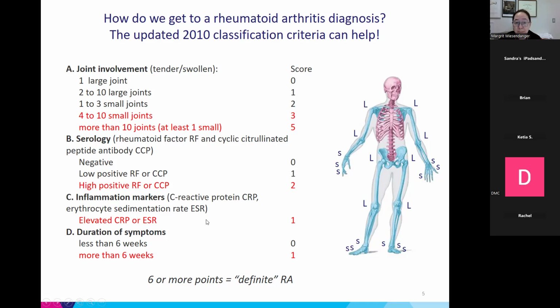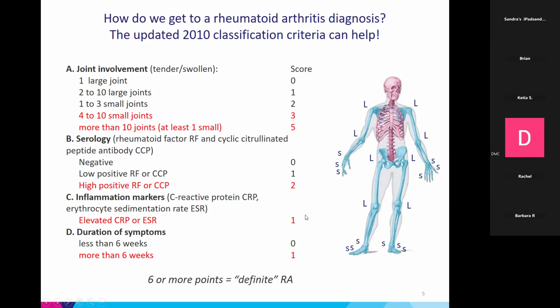And then there are inflammation markers, like the C-reactive protein and the erythrocyte sedimentation rate. If either one is elevated, you get a point for that. And then the symptoms lasting more than 6 weeks also get a point. The reason for the 6-week cutoff point is because there are viral conditions, virus infections that can mimic rheumatoid arthritis, but they last less than 6 weeks. So if it's been a very short time, you may want to hold off before you're diagnosing this.